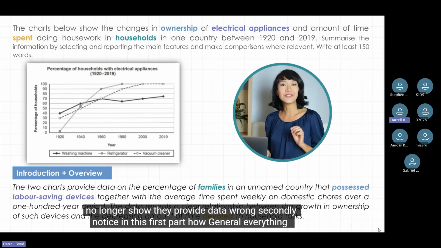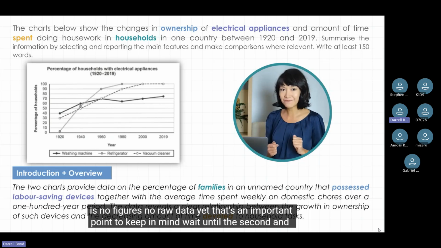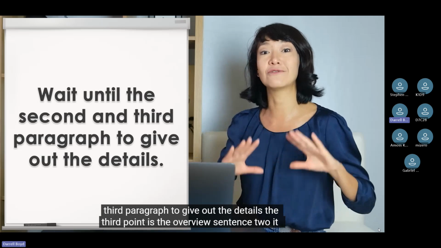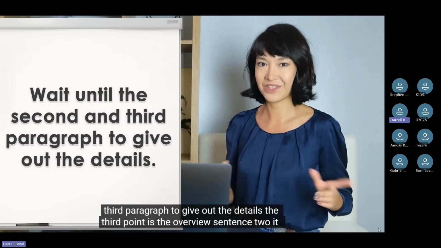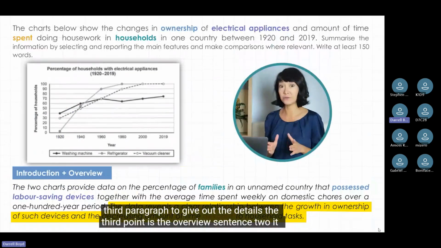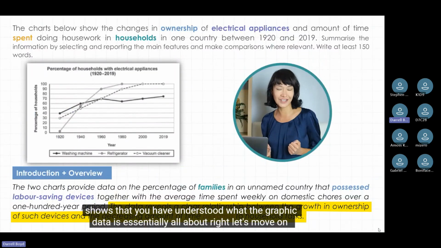Secondly, notice in this first part how general everything is. No figures, no raw data yet. That's an important point to keep in mind. Wait until the second and third paragraph to give out the details. The third point is the overview. Sentence 2. It shows that you have understood what the graphic data is essentially all about.